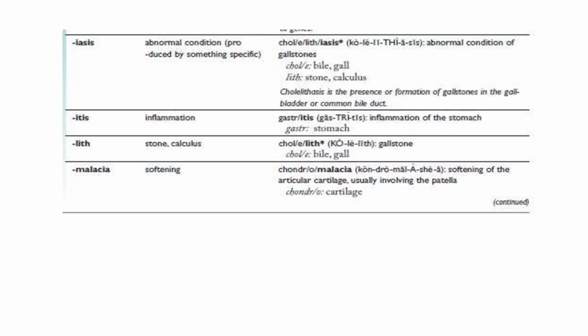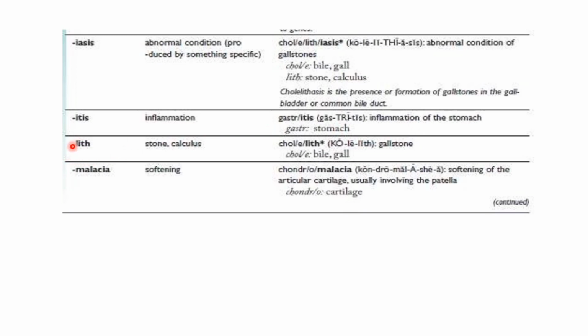Another example of a pathological suffix is iasis. Iasis is an abnormal condition. The word analysis for the suffix iasis is cholelithiasis. Over here chole means it is related to the bile or gall, and lith means stone or calculus. So cholelithiasis is the abnormal condition of gallstone. Then itis, we have already studied. Itis means inflammation. The word analysis for the suffix itis is gastritis, that is inflammation of the stomach.